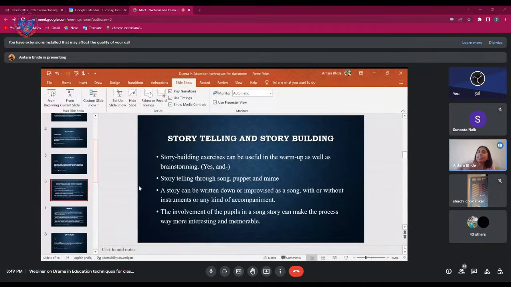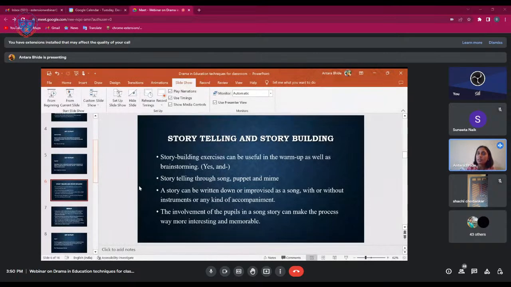In yes-anding, and even otherwise, when you're telling the story through a DIE process, I'm not saying that you use DIE everywhere. You can tell your stories also. I'm not saying that you shouldn't do that. But if you're planning to use a drama convention, and in that you're using a storytelling or story building exercise to warm them up for the next activity, such as when you're going to give them a few characters to improvise in front of the class, and they're going to do it on their own.